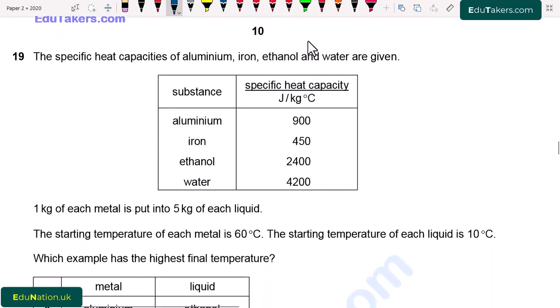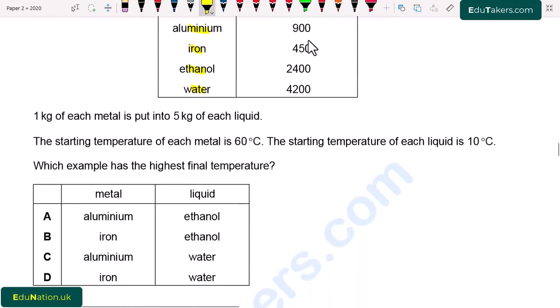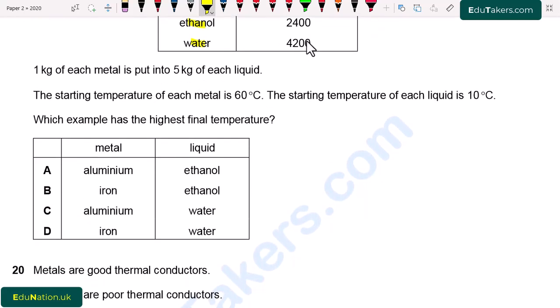Question number 19. The specific heat capacities of aluminium, iron, ethanol and water are given. So these are the substances: aluminium, iron, ethanol, water, and the specific heat capacities of all of these are given. 1 kilogram of each metal is put into 5 kilograms of each liquid. The starting temperature of each metal is 60 degrees C. The starting temperature of each liquid is 10 degrees C. Which example has the highest final temperature? So which one of the following has the highest final temperature?